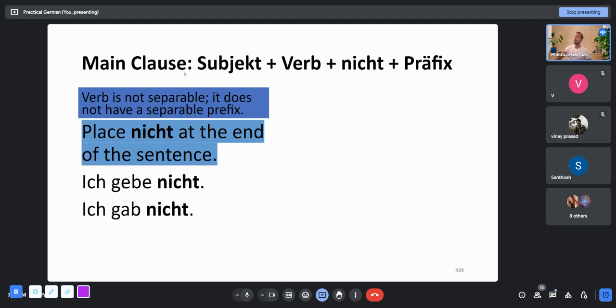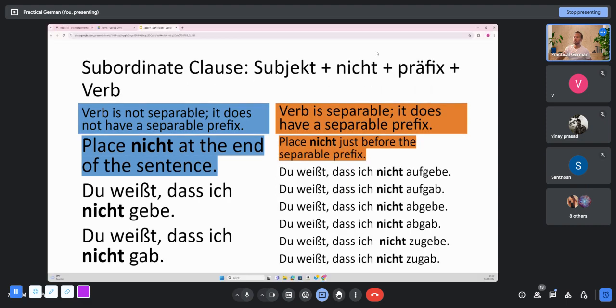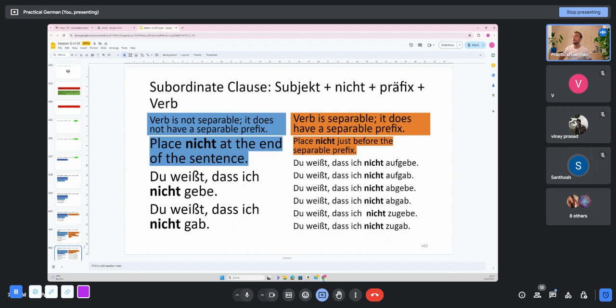In subordinate clause, where is this thing? Yeah, I think I had the headline right. I just got too excited. So in a subordinate clause, you have subject, you have nicht, you have prefix, and you have the verb, right? Make sense?